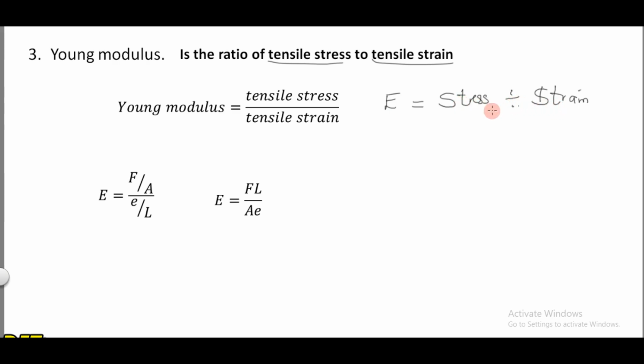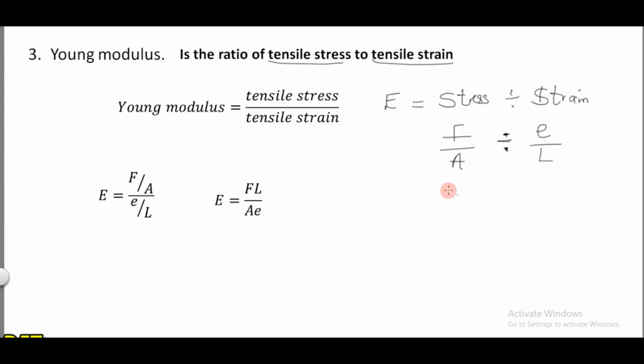Young modulus is tensile stress divided by the tensile strain. So what is tensile stress? Stress is the ratio of force to the cross-sectional area of that elastic material. So stress is force over area, divided by what is strain? Strain is extension over the length of an elastic material. Remember, stress, strain, and Young modulus are the three physical quantities that are used to determine the strength of an elastic material.